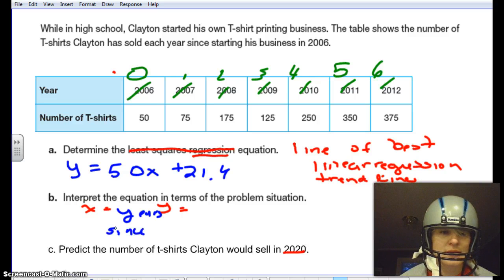Okay, and so in this case, my x is the years since 2006, and my y is the number of t-shirts.